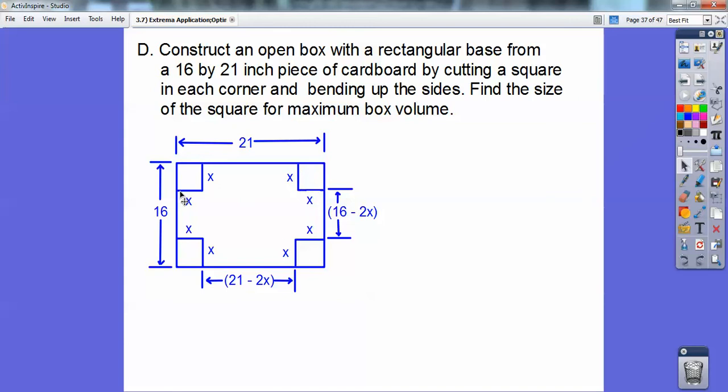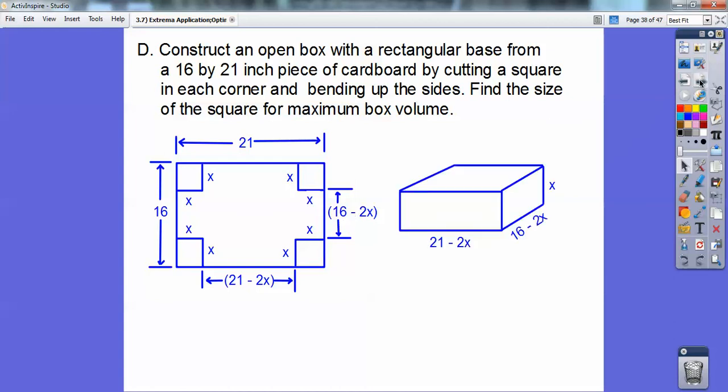All right, so if this is x and this is x and this whole length is 21, then this region right here is 21 minus the 2x right there. That's what this is. Similarly, this little piece is 16 minus 2x. All right, and then I'm going to fold it up and get that picture right there. You guys with me? Okay, volume, length times width times height right there. So I'm going to multiply all those out to get volume right there, FOIL all that mess out.